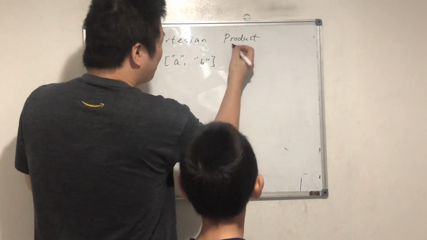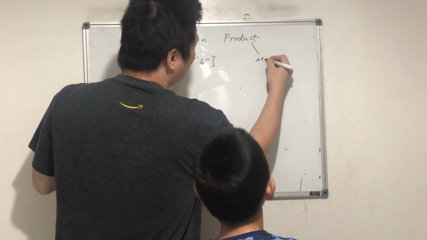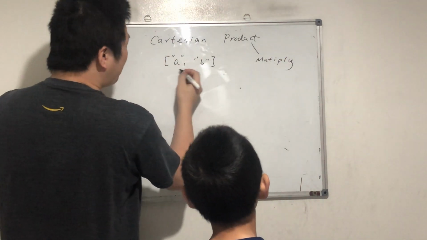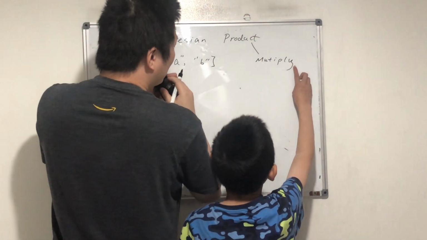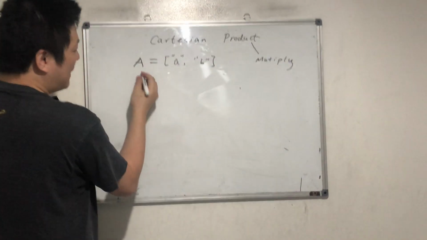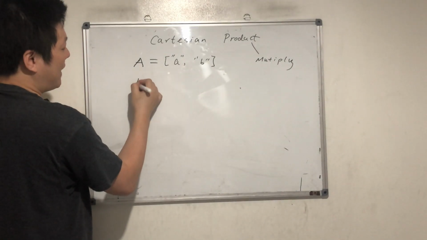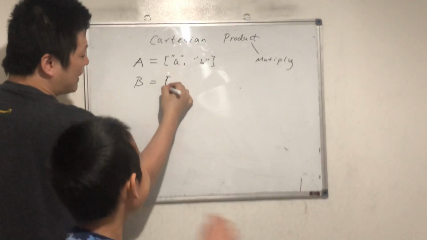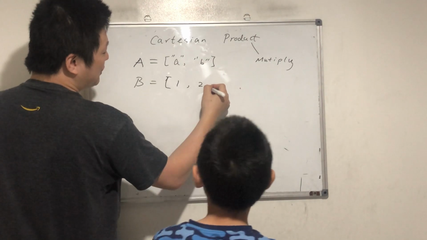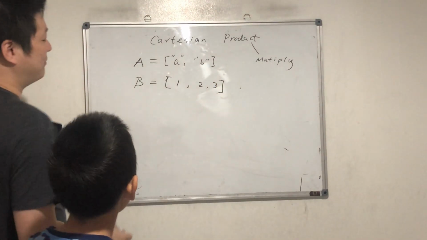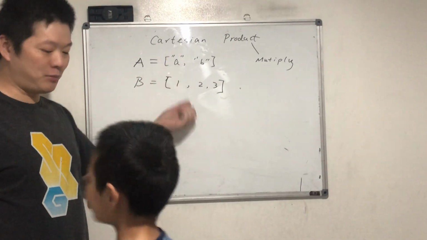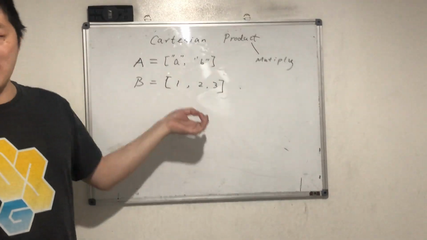So this is another word for multiplication. Multiply. So look, if I have A and B, it's like this. A is a list, A B, and B is, let's say, a list or tuple, 1 2 3. How come A got letters and B got numbers? Yeah, in Python you can mix and match.